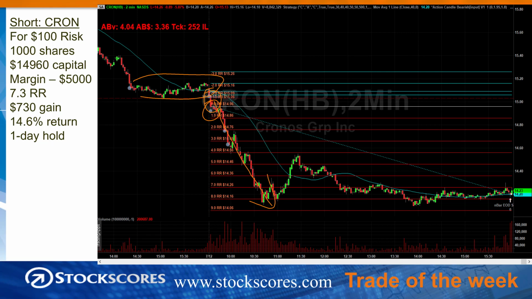The economics of the trade: if you were willing to take $100 of risk, then the position size was 1,000 shares. That required, using margin, about $5,000 of capital because, of course, when day trading, you can leverage these things 3 to 1. It ended up closing the day at 7.3 times risk. You can see over here that was 7.3 times the risk taken on the trade, and therefore it was a $730 gain on a $5,000 capital requirement for a 14.6% return in just one day.